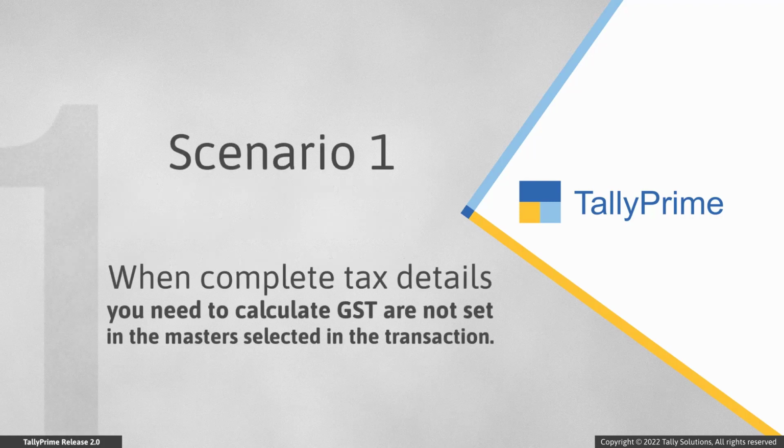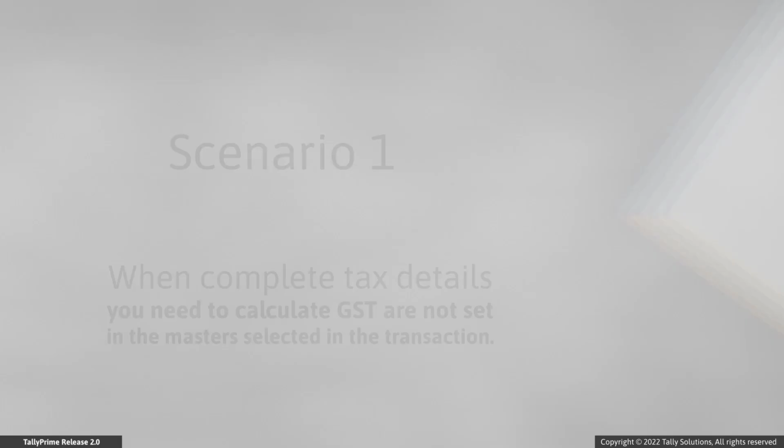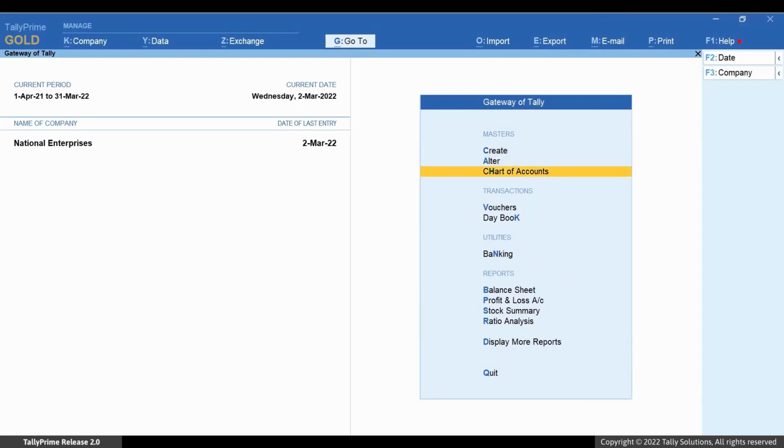Scenario 1. The first case in which Tally Prime does not calculate GST in a transaction is when complete tax details that you need to calculate GST are not set in the masters selected in the transaction. Let us record a transaction.